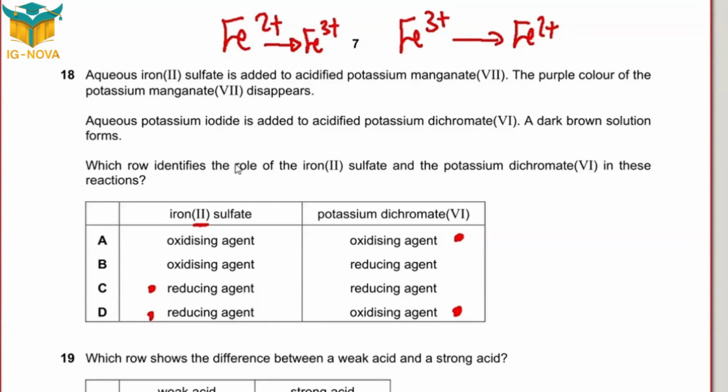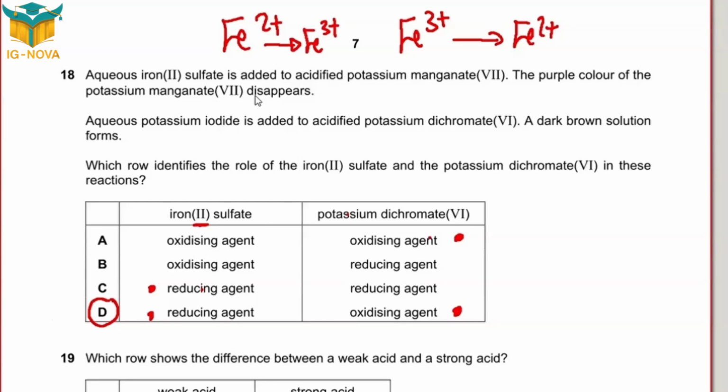Read the question, it says exactly that. Okay, clear. So again, potassium dichromate is an oxidizing agent and iron 2 sulfate is a reducing agent. So by cancellation or by matching, option D is correct.